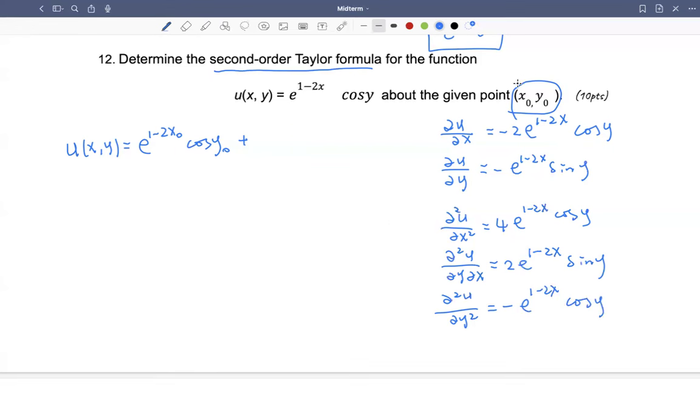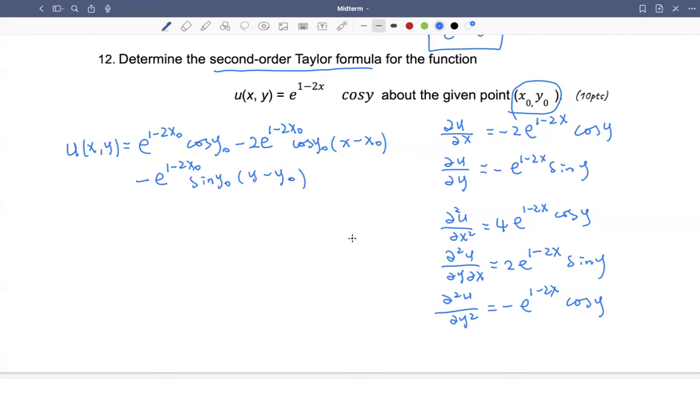When we evaluate at x naught, y naught, all we have to do is change the x and y to be x naught, y naught. So plus, this will be a long writing, the first partial in the x direction: minus 2e to the 1 minus 2x naught cosine y naught, multiplied by x minus x naught, the difference in the x direction. Then plus negative e to the 1 minus 2x naught sine y naught multiplied by y minus y naught. So this is a linear approximation.